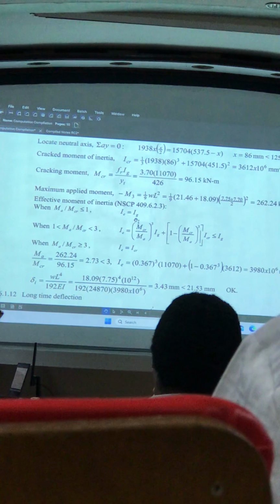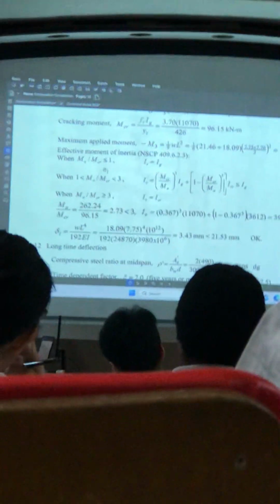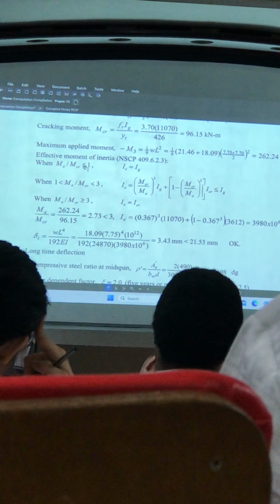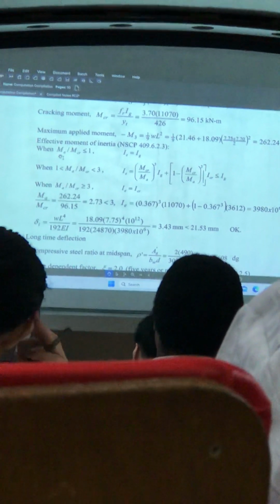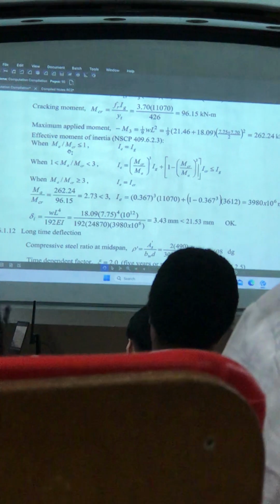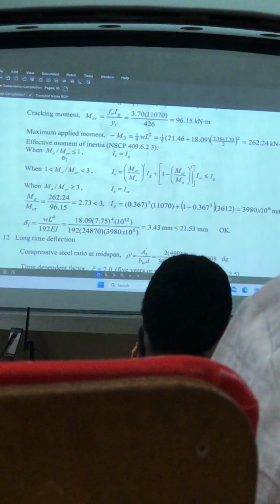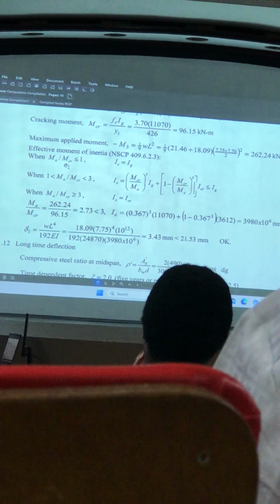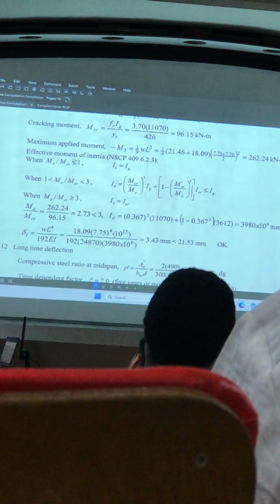To compute that, there is a condition to verify. If the ratio Ma over Mcr is less than 1, that means that your applied moment is less than the cracking moment, then the beam does not crack. And you can use the gross moment of inertia, where Ie is equal to Ig.